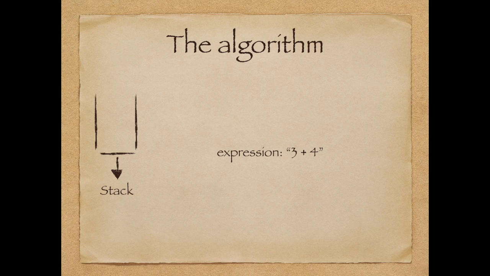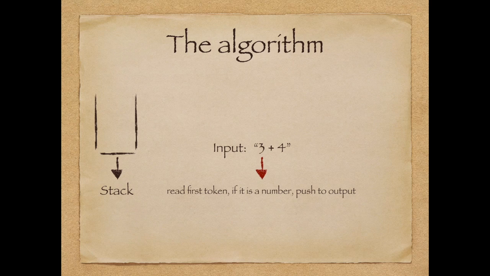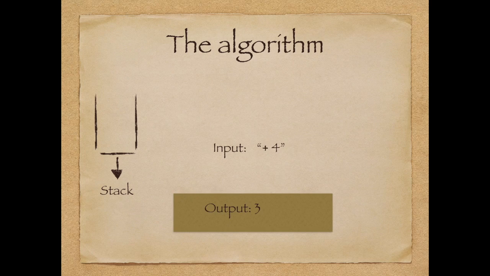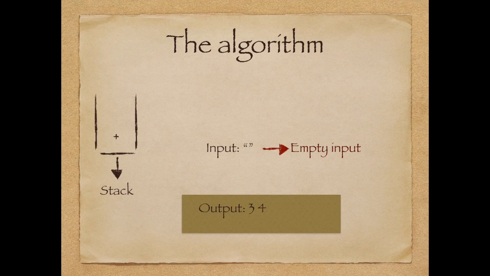It's really simple. Let's have an expression 3 plus 4 and let's have a stack. Let's try to read the first token. If it is a number, then we push to the output. The next one is an operator. So add it to a stack. The next token is a number. Add to the output. Now the input is empty. This means that we have to remove everything from the stack and push it to the output. So we have the result.